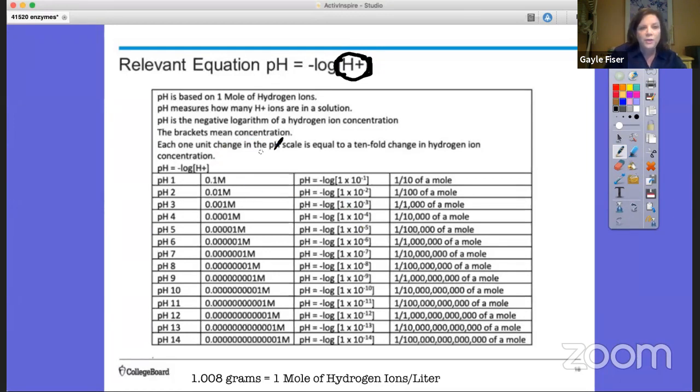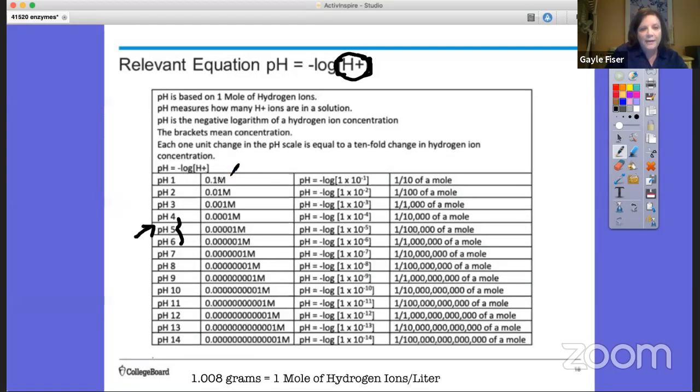Now, each 1 unit change in a pH scale is equal to a 10-fold change in hydrogen ion concentration. So let's take, for instance, a pH of 5. A pH of 5 is 10 times more acidic than a pH of 6. But a pH of 5 is 10 times less acidic than a pH of 4. I hope I said that right. All right, so what does this mean?